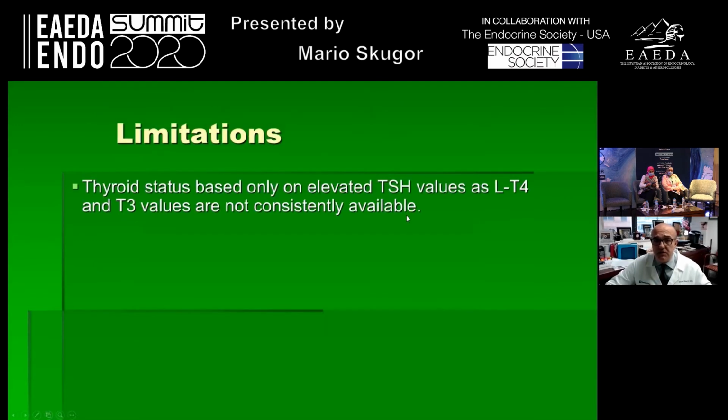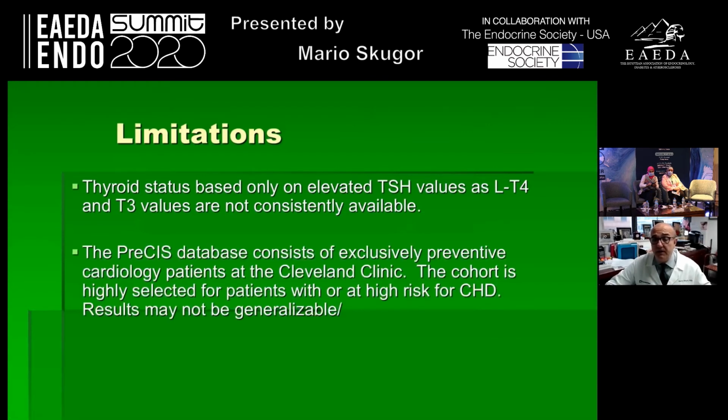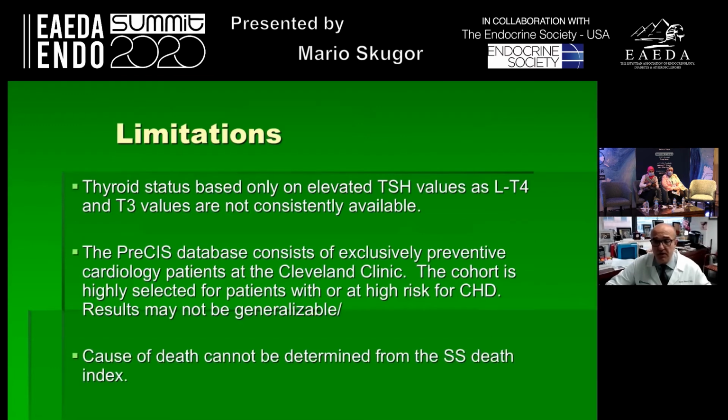Of course, there are limitations to our study. We only have TSHs. We don't have T4 and T3 values. These are high-risk patients, so you cannot generalize to other populations. And of course, we cannot determine the cause of death of these patients because we just did it from the Social Security death index. That's all. But they suggest that at least in a high-risk population, even a TSH higher than 3 may be associated with higher mortality.